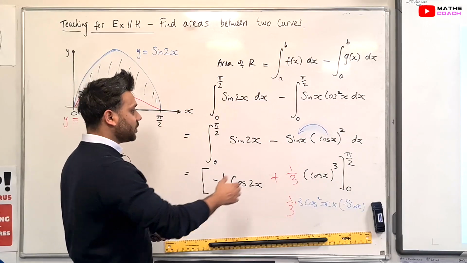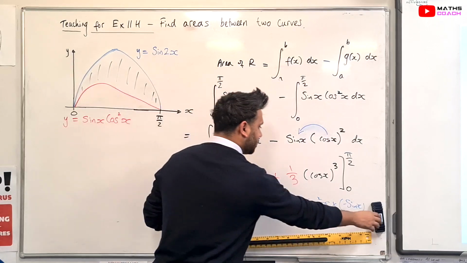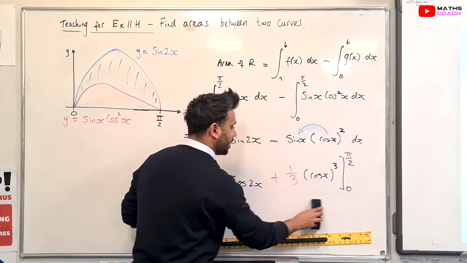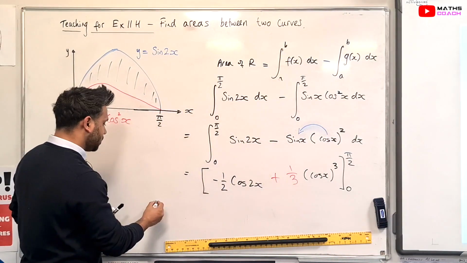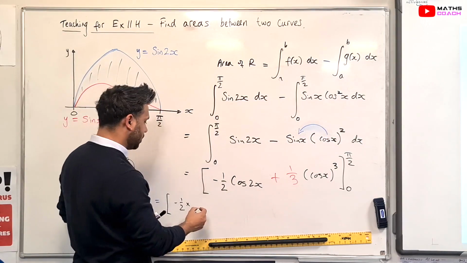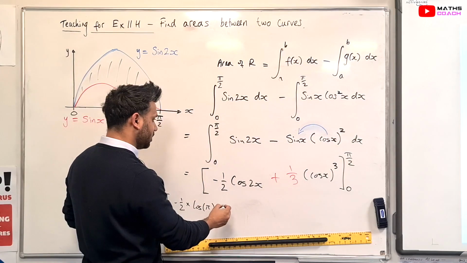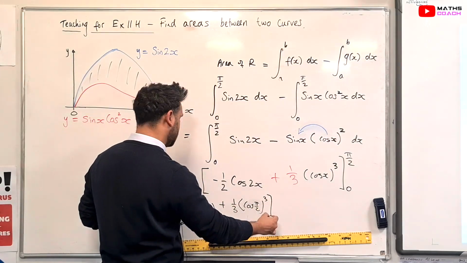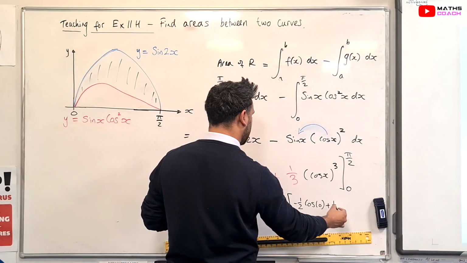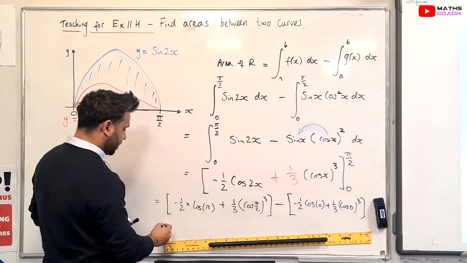So the next step is to substitute the bounds in. Just going to take this off now because we have done the integration. So substituting in pi by 2 gives you minus a half times cos pi, plus 1/3 of cos of pi by 2 cubed, bracket. Subtract, substitute 0 in, so we get minus a half times cos of 0 plus 1/3 of cos of 0 cubed, bracket. Plug it in your calculator.